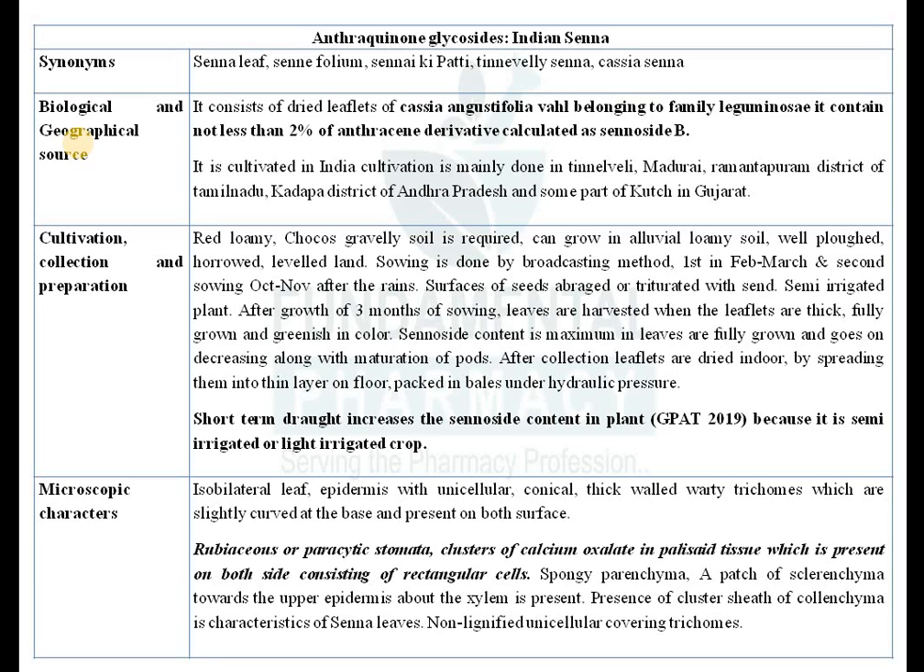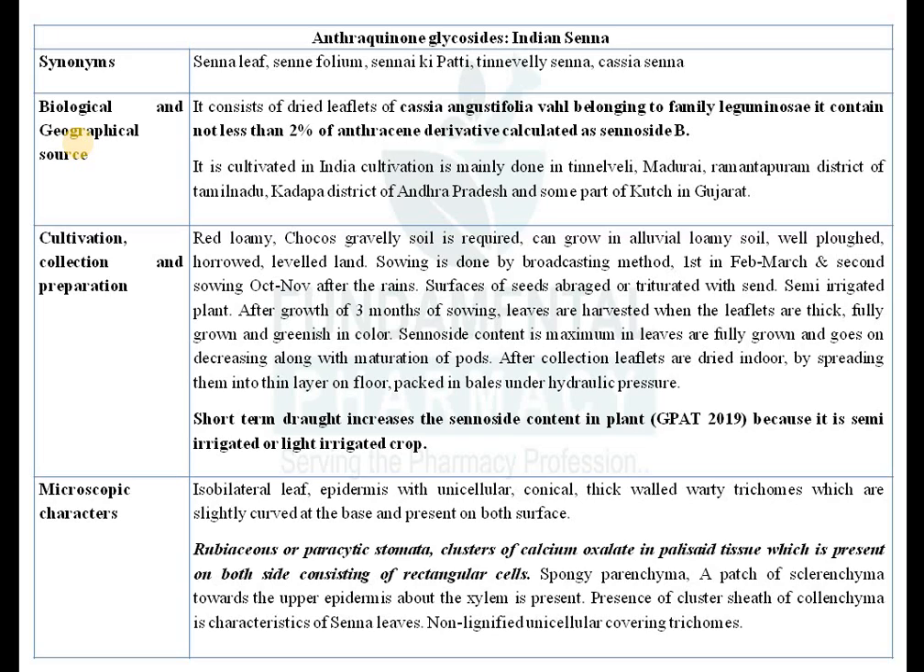Leaves are harvested when the leaflets are thick, fully grown and greenish in color. Sennoside content is maximum in the leaves which are fully grown and goes on decreasing after maturation of the pod. जैसे उसका ग्रीनिश कलर है, तो उसमें सेनोसाइड का कंटेंट ज़्यादा रहता है. जैसे उसका कलर लाइट हो जाता है या प्लांट की मैच्योरिटी हो जाती है, तो सेनोसाइड कंटेंट कम हो जाता है. उस टाइम से पहले उसको कलेक्ट करना है. After collection, leaflets are dried in the shade by spreading them in a layer and then packed in bales under ideal pressure.